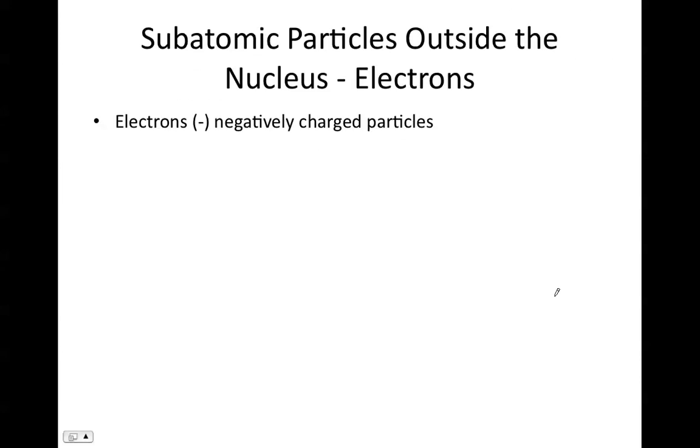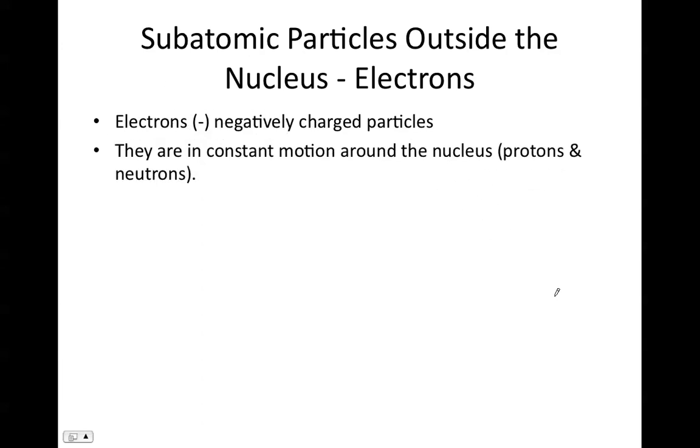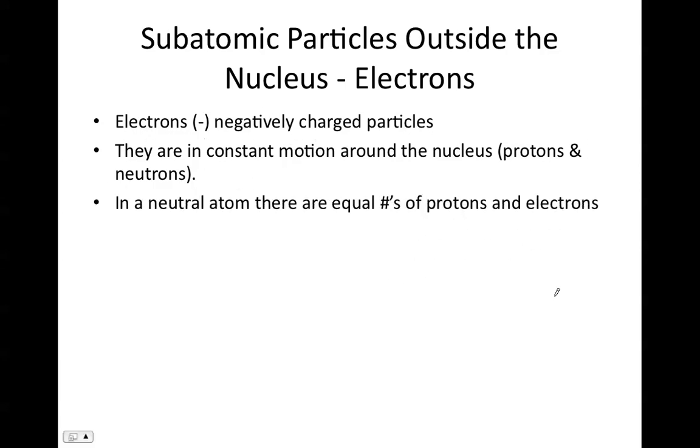Subatomic particles outside. Now, we talked about the nucleus and we talked about the protons and the neutrons. Now, we have electrons, and they're negatively charged particles. They're very small, and they're in constant motion around the nucleus. So they're spinning around that center very, very quickly. So in a neutral atom, there are equal numbers of protons and electrons.